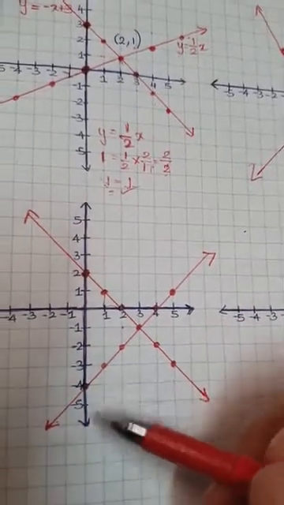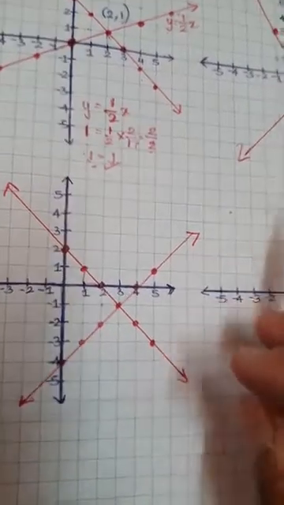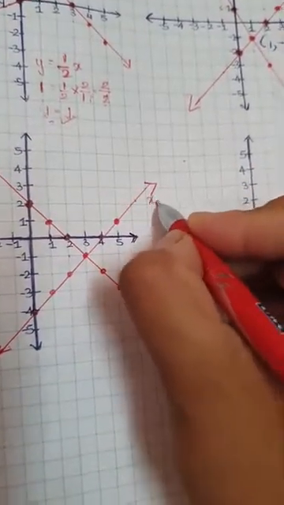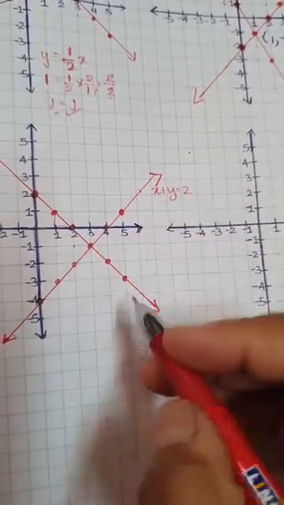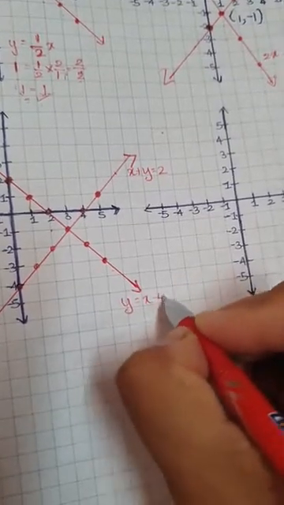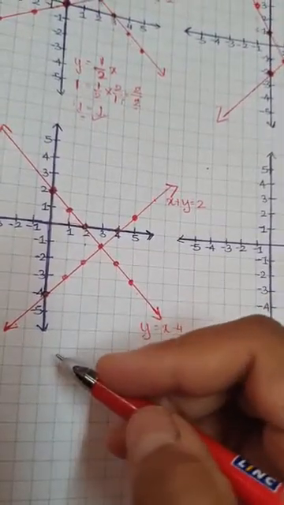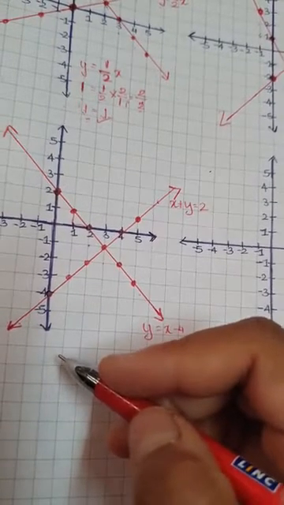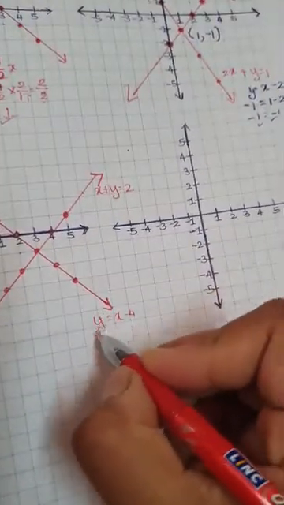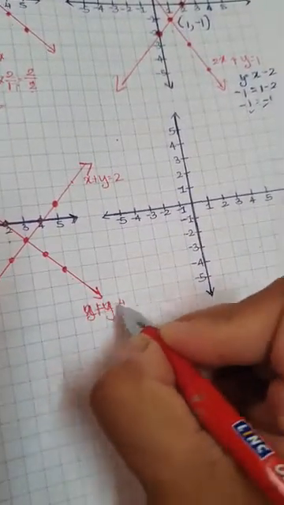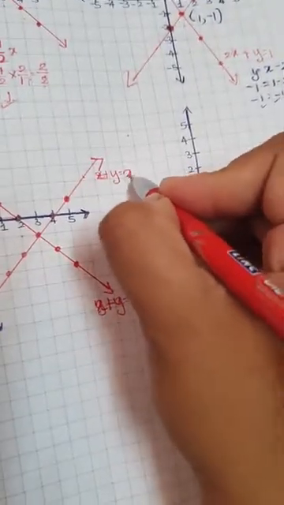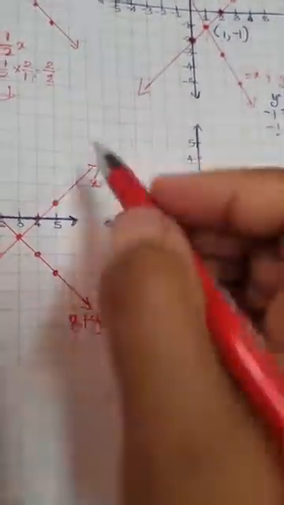Okay, so this is how your graph will look once you join the dots which we plotted already. This line is for the equation x plus y equals 2, and this line is for the equation y is equal to x minus 4. These are the two lines.